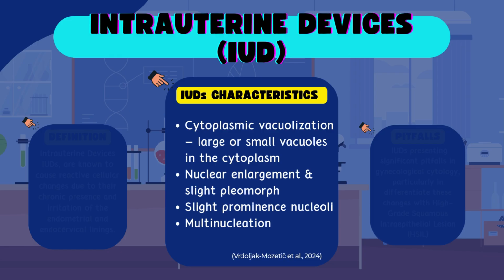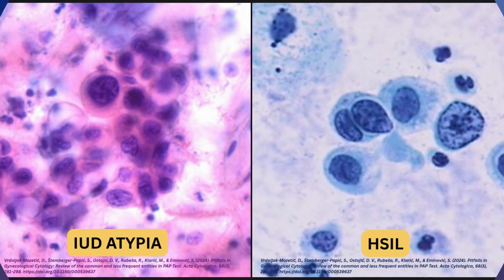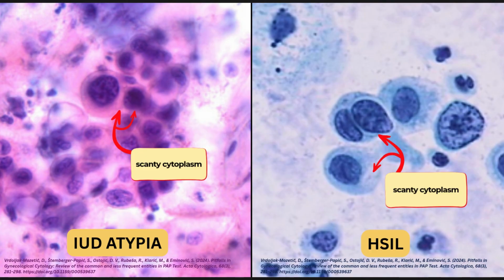In glandular cells, we may observe cytoplasmic vacuolization, nuclear enlargement with slight pleomorphism, prominent nucleoli, and even multinucleation. These reactive features can closely resemble high SIL, making it essential to recognize the differences. In high SIL, the nuclei are enlarged about 4 to 5 times the normal size. In IUD-related atypia, nuclear enlargement is also present, but typically around 3 to 4 times, slightly less than in high SIL. Both high SIL and IUD-related atypia show scant cytoplasm, contributing to a high nuclear to cytoplasmic ratio.